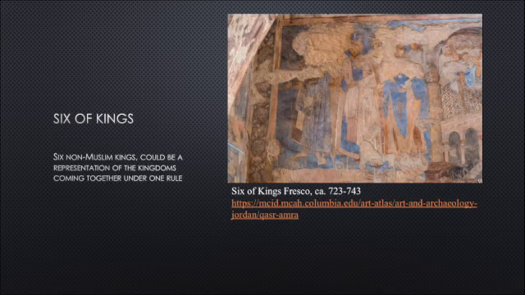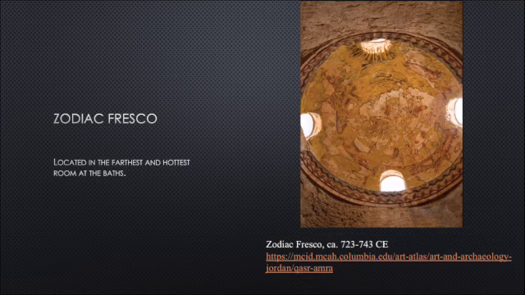There are plenty of other murals in the building itself. For example, there's a hunting scene, and then there's a fight scene between dark-skinned and light-skinned people. Unfortunately, I was not able to find photos of them, and we're not able to put the beautiful works into this presentation. Up next, we have the Zodiac Fresco itself, which is located in the farthest and hottest room at the baths.